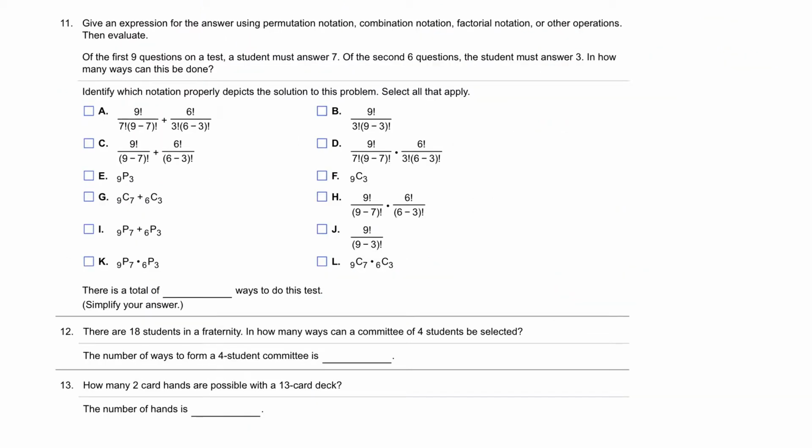Okay, last couple questions. Give an expression for the answer using permutations or combinations. Of the first 9 questions on the test, the student must answer 7. Does it matter what order they come in? Doesn't. So I would say that first part would be a 9 choose 7. Then of the second 6 questions, the student must answer 3. So there'd be 6 choose 3. Again, it doesn't matter what order. So I've got a set of 9 questions and I've got a set of 6 questions. So I have to choose 7 in this one, I have to choose 3 in this one.